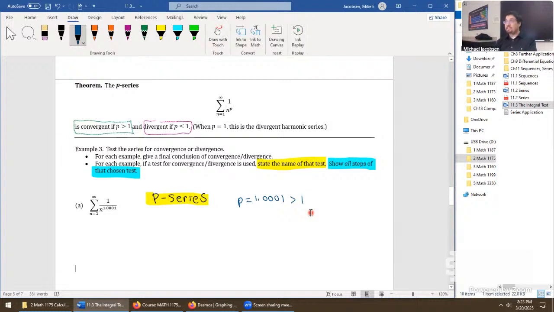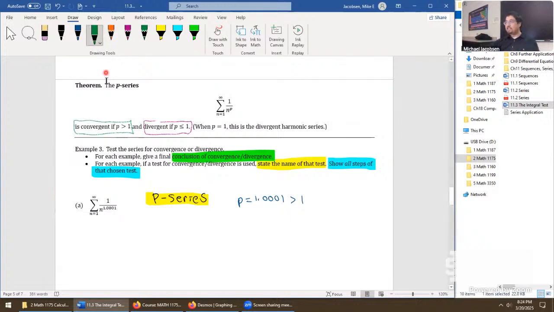Kind of nice in a way, right? This is what we love about P-series, and this is why you're discouraged from using the integral test on everything. It works here, but why show all that work when this is all you have to say to show all steps? Last thing you have to do is give a conclusion as well.